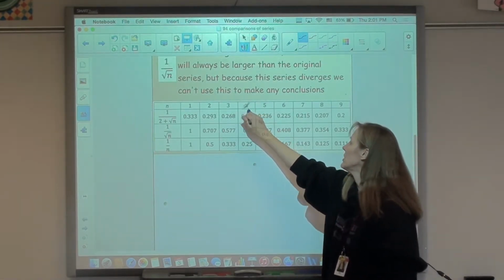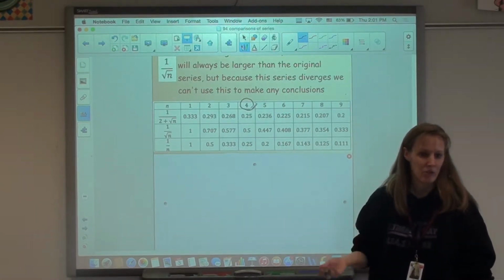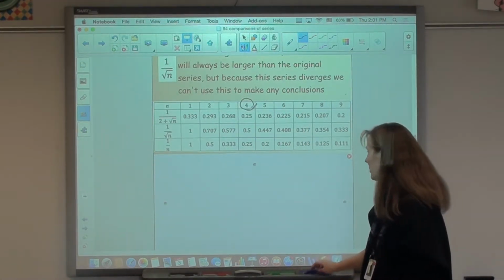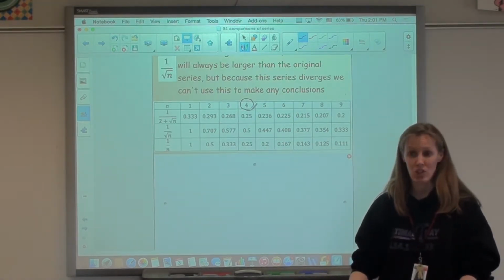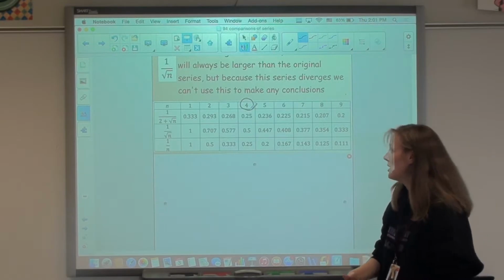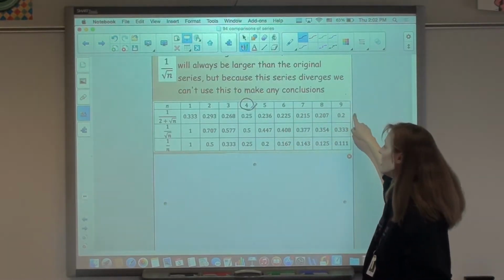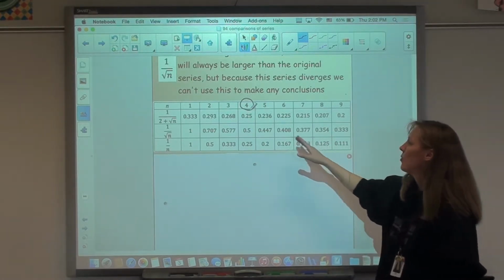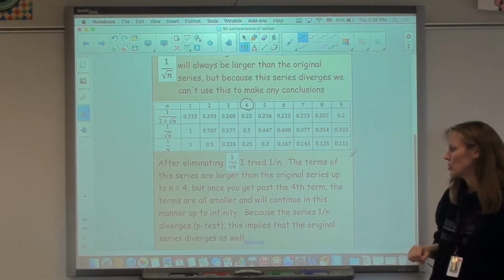So as long as we start from 4 or higher, we can apply the direct comparison test using 1 over n. Because does 1 over n converge or diverge? 1 over n diverges, also based on a p-series, right? So because it diverges, and because this function is always greater than 1 over n for n greater than 4, the original function will also diverge.